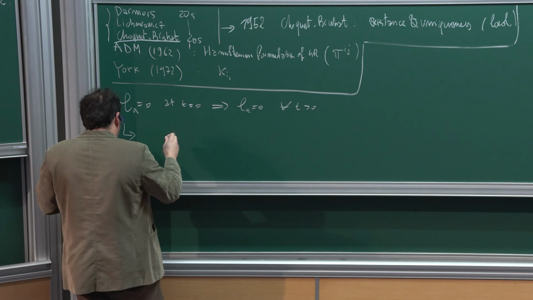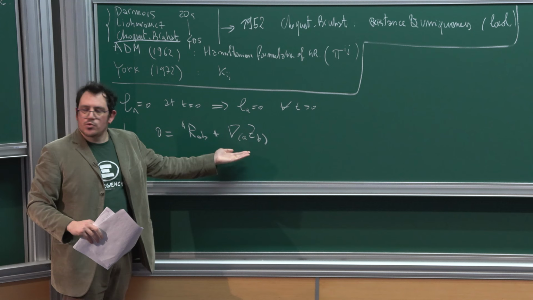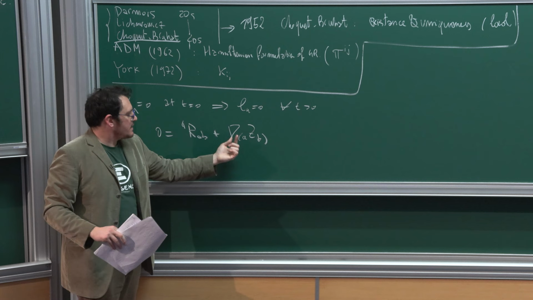Take in vacuum the Einstein equation, but not the Einstein equation exactly. We take an extended system made in this way. This is the symmetrized covariant derivative of a vector field Z. So this is GR if Z is zero.